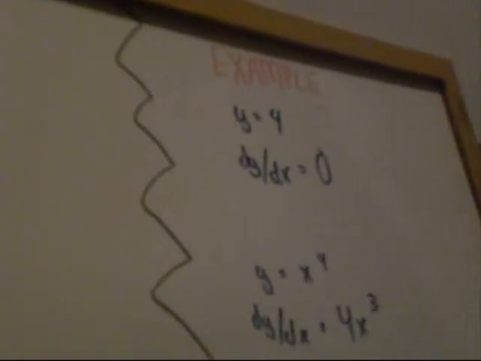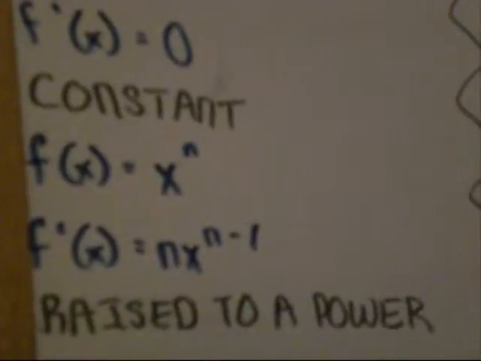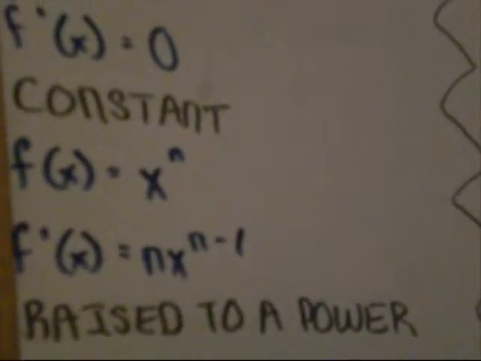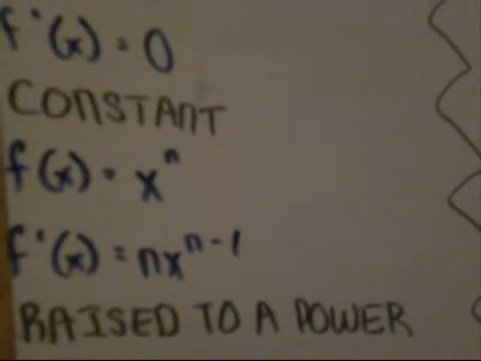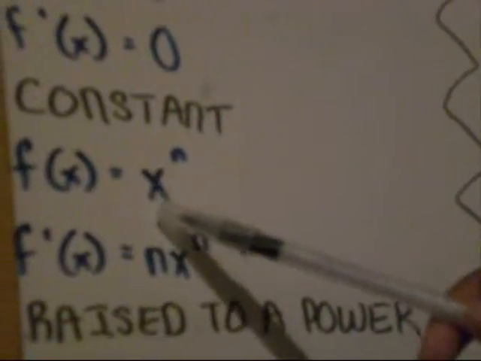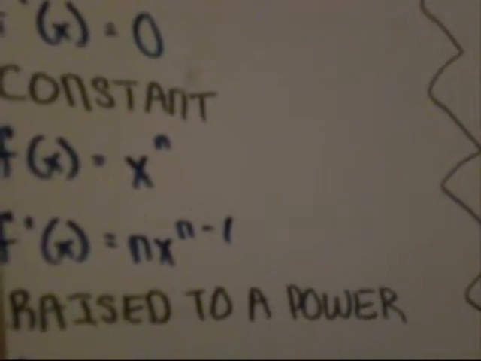Okay, so the next rule we're going to talk about is when you have a variable raised to a power. So the rule says that if f of x equals x raised to a number n, then f prime of x, the way you find that is you put the n in front of the x and then you subtract 1 from the n. So the actual rule is n times x raised to the n minus 1.